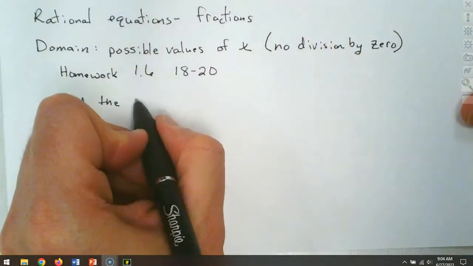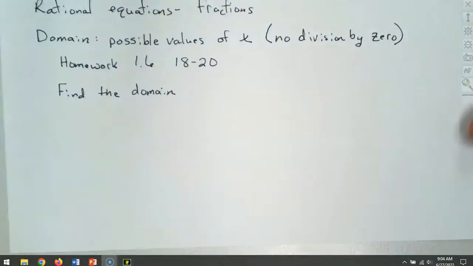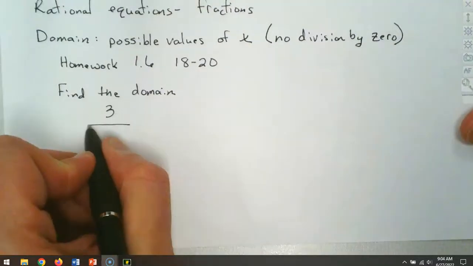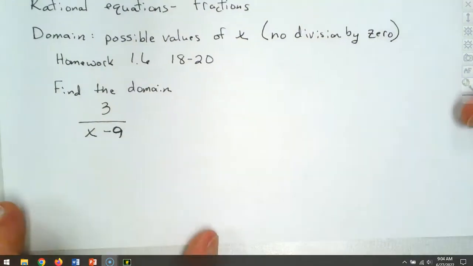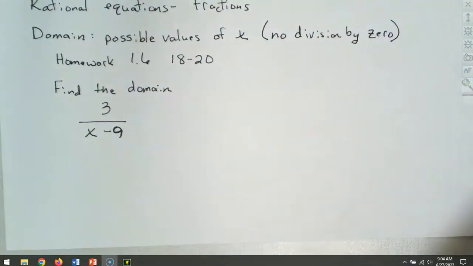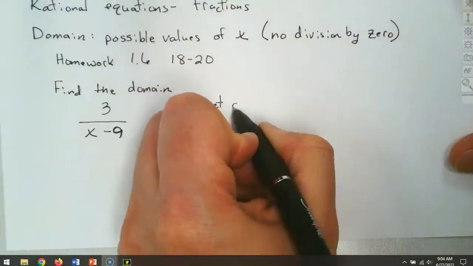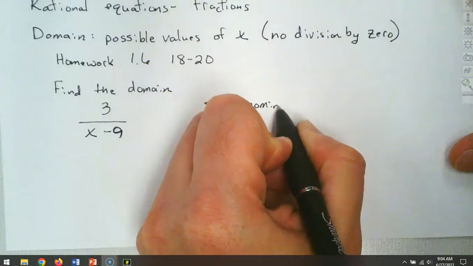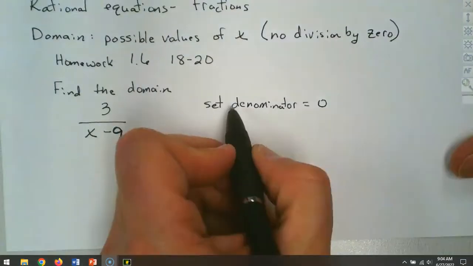So we're going to find the domain of this fraction here. Okay, now, when we talk about the domain, we need to find out what numbers are not in the domain. And what we cannot have is we cannot have division by 0. So what we do is we set the denominator to 0. And these are actually very easy. So we set our denominator to 0.